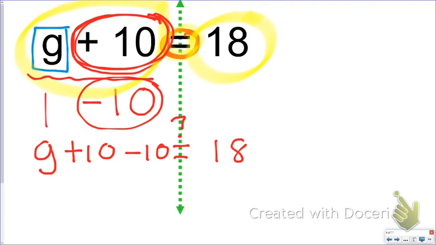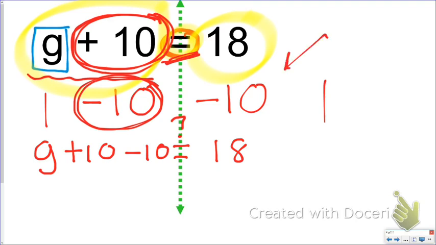Whatever I do to one side of the equation, I have to do the same thing to the other side. So if I subtract 10 from this side, to keep it equal, balanced, I have to subtract 10 from this side as well. So now, to make this equal, it would be 18 minus 10. Okay, so now, here's what you got. You have g plus 10 minus 10 is equal to 18 minus 10. I've kept the equation equal by putting a negative 10 on both sides.